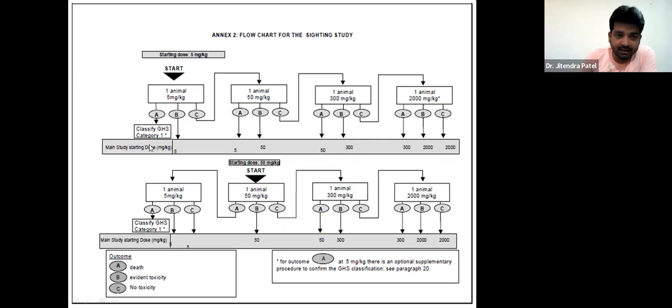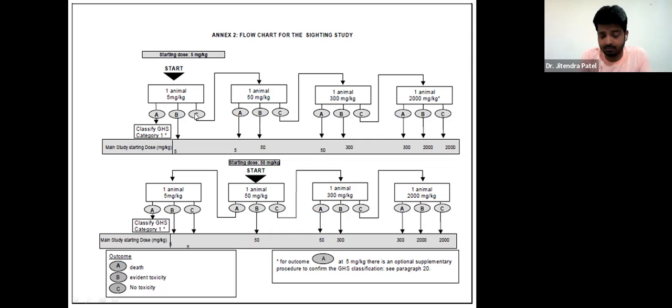If the animal dies, we will conclude that the main study's starting dose is 5 mg per kg, and it will be considered for the main study. Or if it shows toxicity symptoms and signs but does not die, in that case we will keep them in this category. Then another condition may arise.